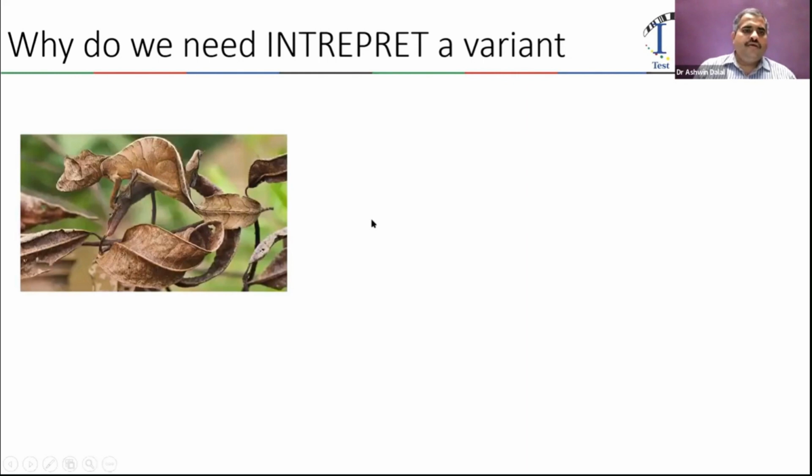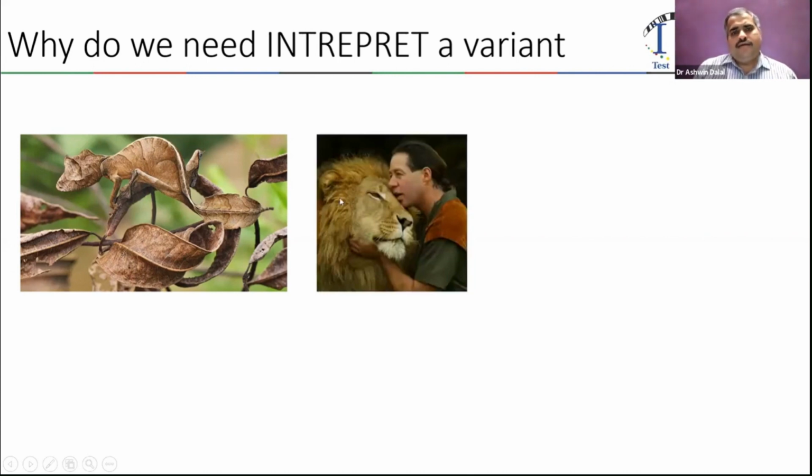If you look at this picture, it looks like very harmless leaves lying here. But if you look closely, this is actually a lizard which has camouflaged itself to look like a leaf, and it is very dangerous to the insects. On the other hand, if we think of this animal, it's a very dangerous animal, but here you can see that he is a very meek animal, very quietly sitting with this human.